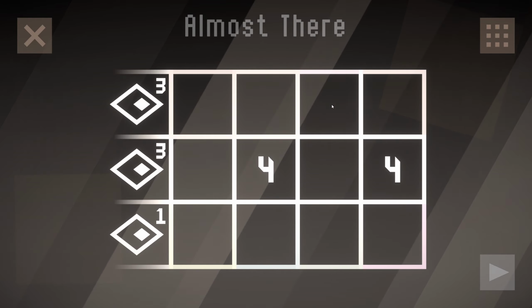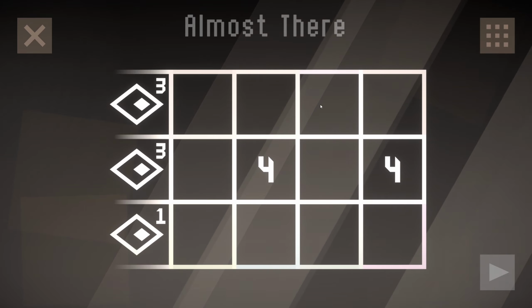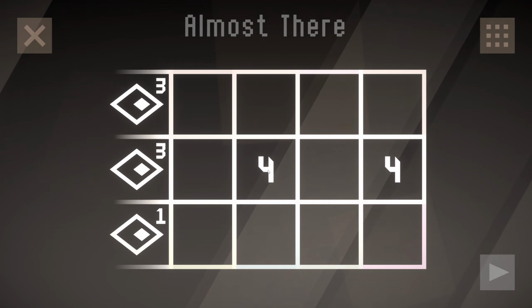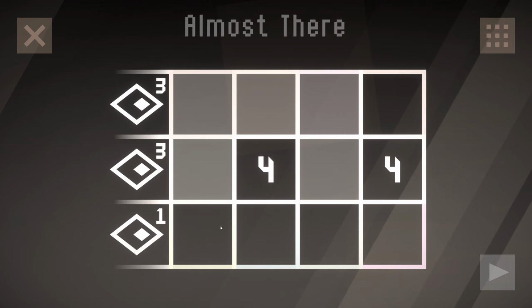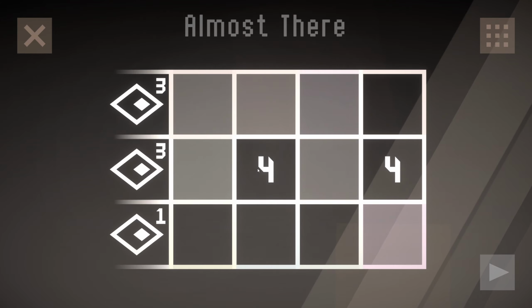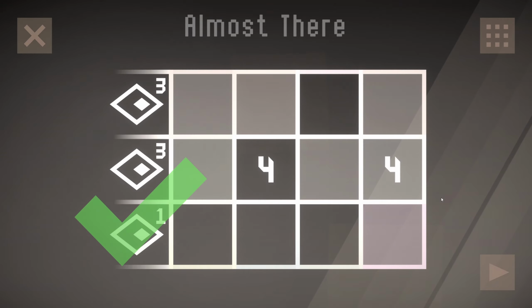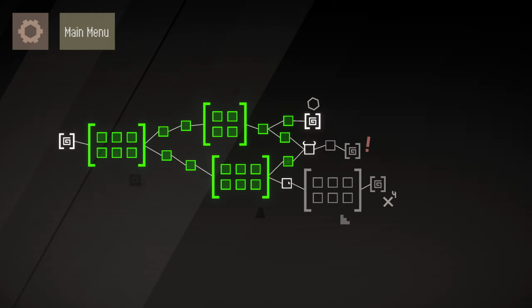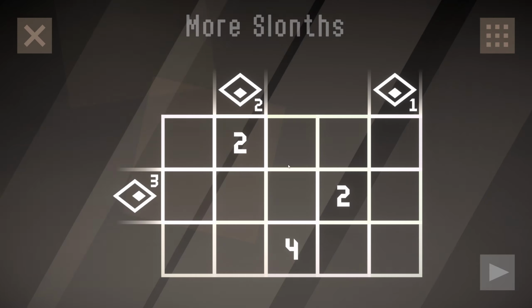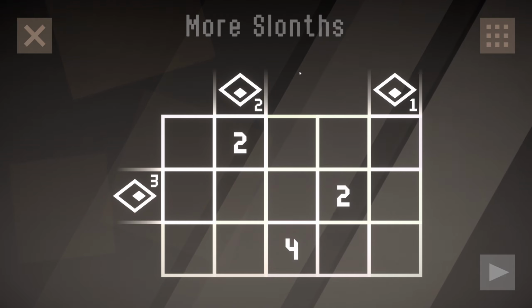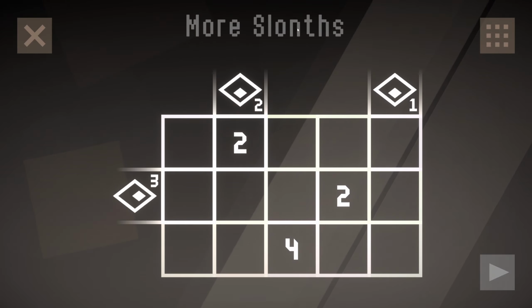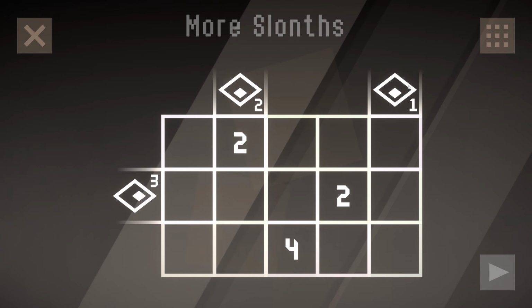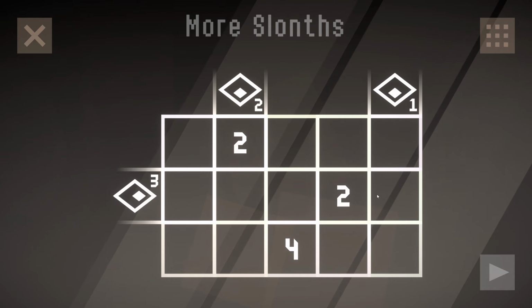So I'm looking for 2 separate zones, which means I'm probably going to have a negative zone of 4 like this for one of them. There you go. Back to the moment. How about no? Coming down here. More slonts. I don't know what slonts is. 2, 1, 3, 2, 2, 4.